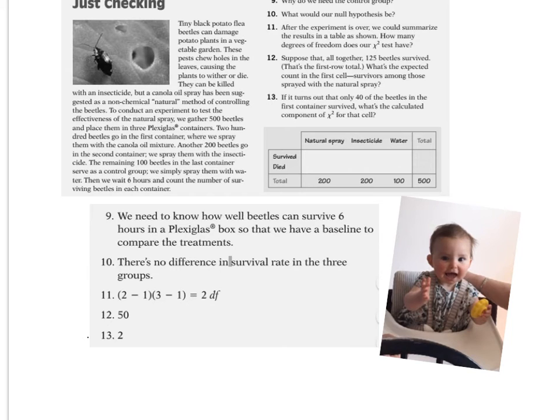Alright, so it helps if you fill in the table a little bit. So what they said in the question is that suppose all 125 beetles survived. So really they're giving you that total on the end, so this is 125. So if you're trying to figure out your expected value for that, it says what's the expected count in the first cell. The reason they got 50 is it's 125 times 200, and you're dividing it by 500. So you don't even really need to fill in the table itself. Hopefully you figured out your degrees of freedom was 2, because it's 2 minus 1 times 3 minus 1, and then multiplied.